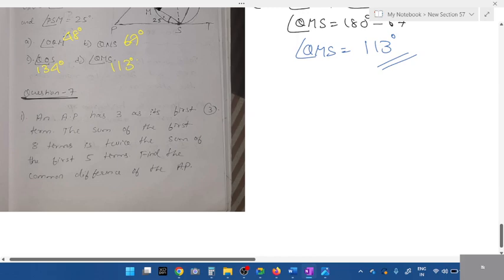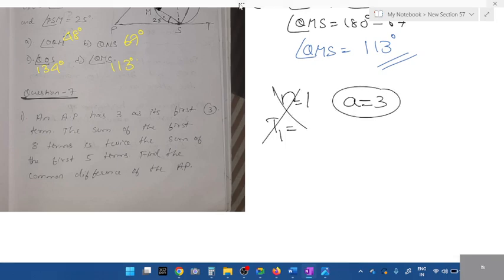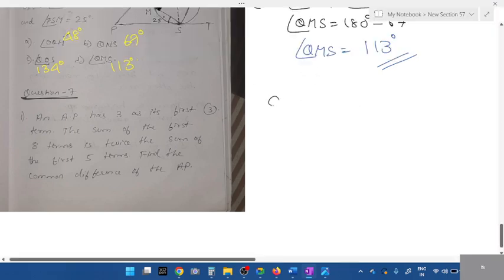An AP has 3 as its first term. What is the n value? n is equal to 1. T of 1 is equal to a. What is the a value? The a value is 3. Instead of doing all this, just take a is equal to 3, students. Whenever the first value is given, you can directly take it as a is equal to 3. Except for that, for other things you need calculation. The sum of the first 8 terms. S of 8 is equal to how much?